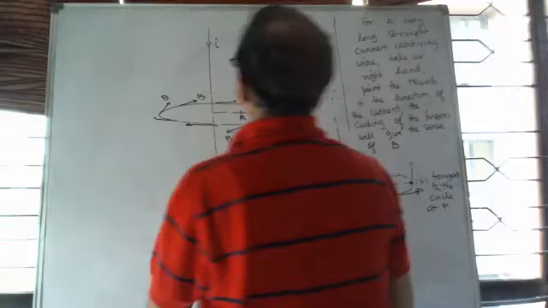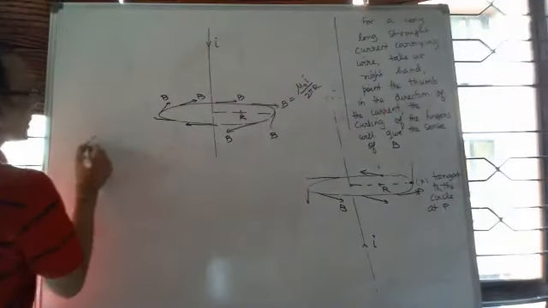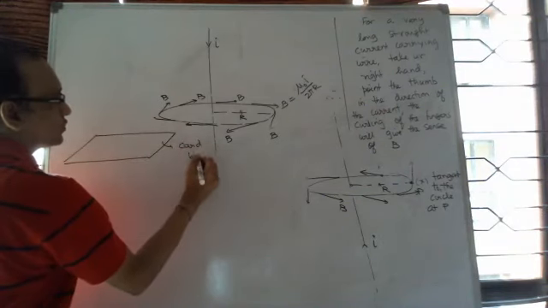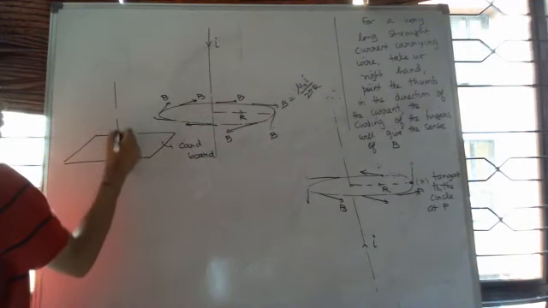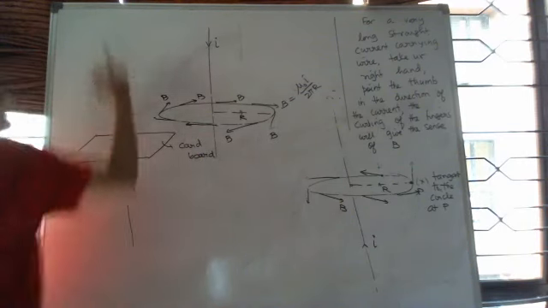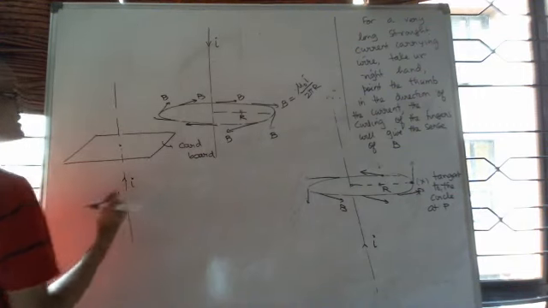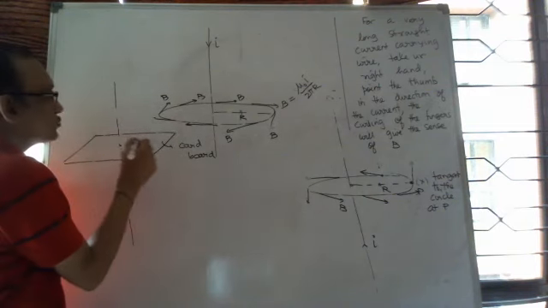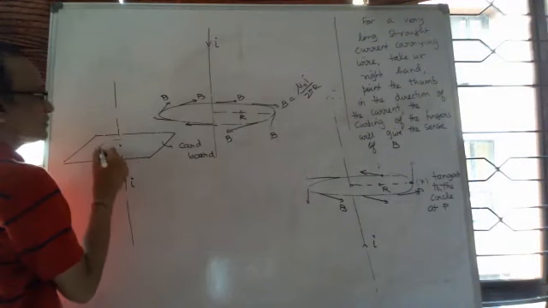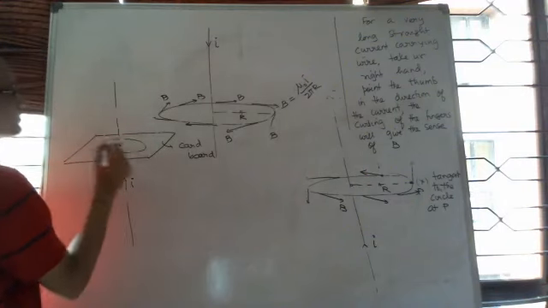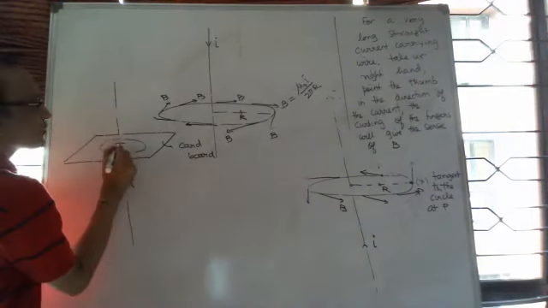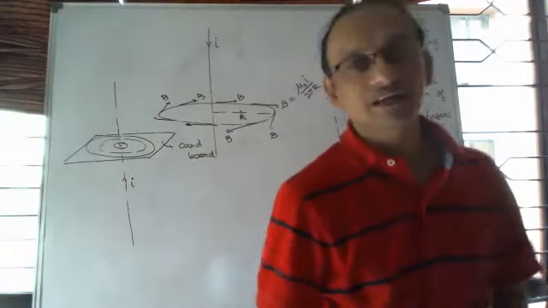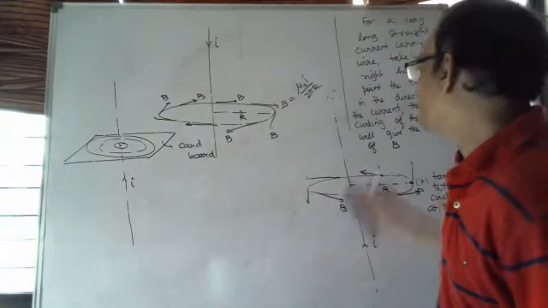In fact, if you took a cardboard, and the current I is piercing through it like this, and you sprinkled iron filings here, they will arrange themselves in circles. The iron filings sprinkled like this will show the magnetic field lines. All good so far?